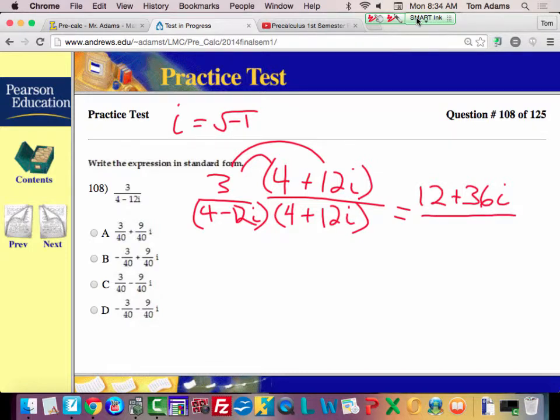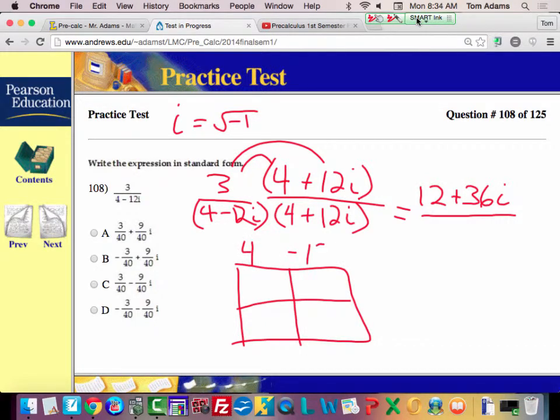All right. Now on the bottom, it gets a little different. It's a difference of squares, but you end up with an i squared. So I'm going to say 4 minus 12i, and I'm going to write it out this first time so you guys can see it. And you end up with 16 minus 48i plus 48i, and then over here, you get negative 144i squared.